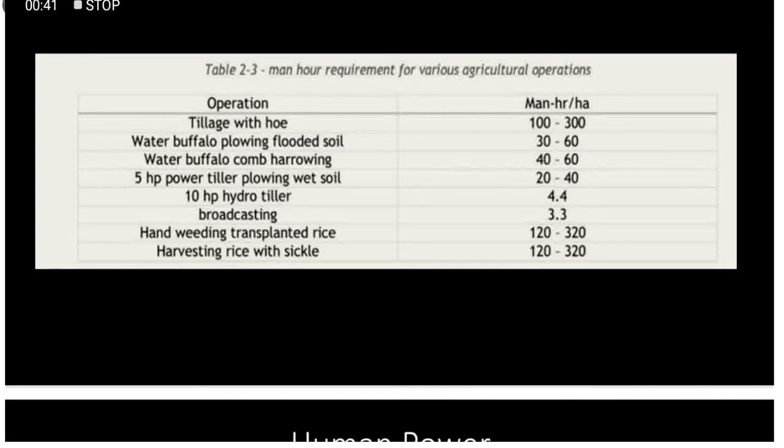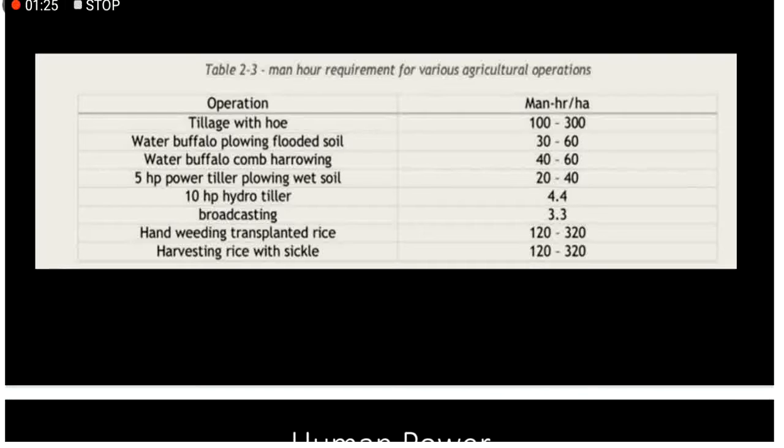When we have the operation of tillage with a hoe, we need 100 to 300 man-hours per hectare. If the operation is water buffalo plowing of flooded soil, which we usually use for land preparation for rice planting, we need 30 to 60 man-hours per hectare to finish the job.